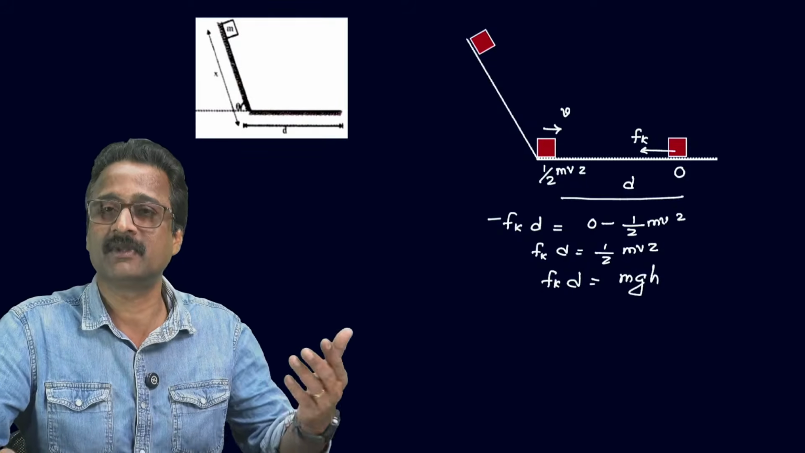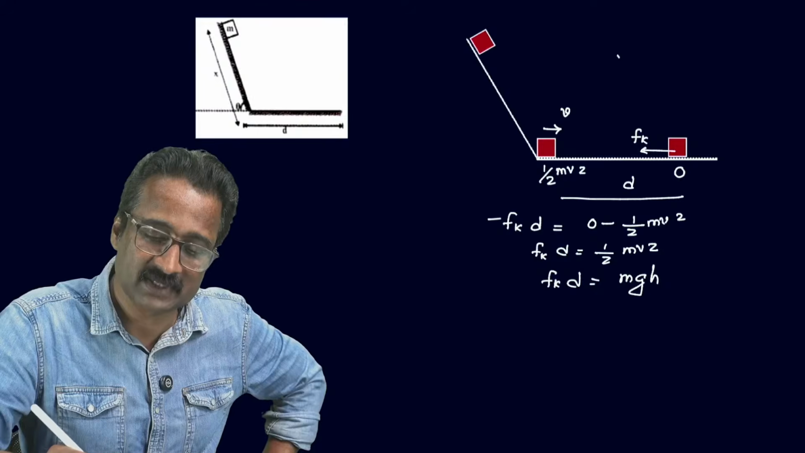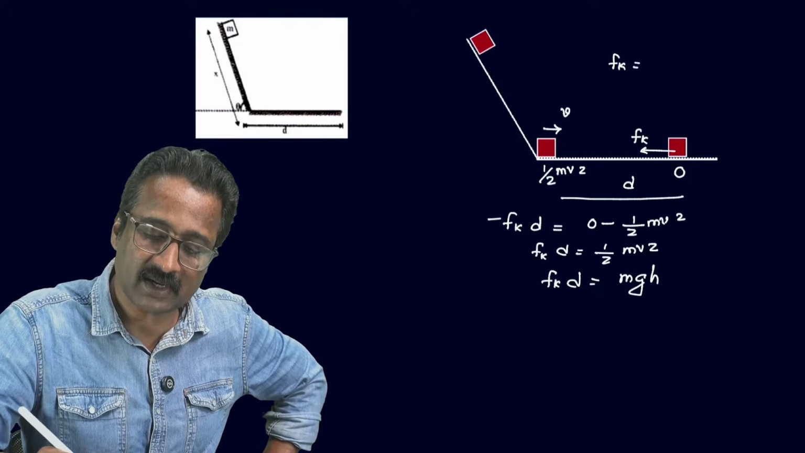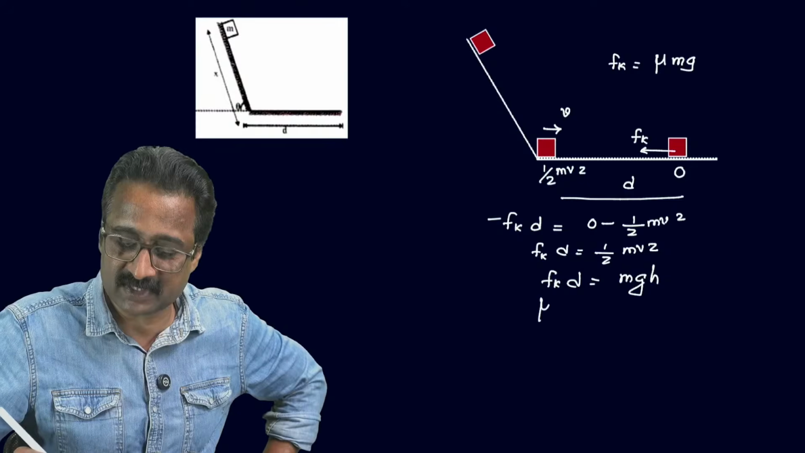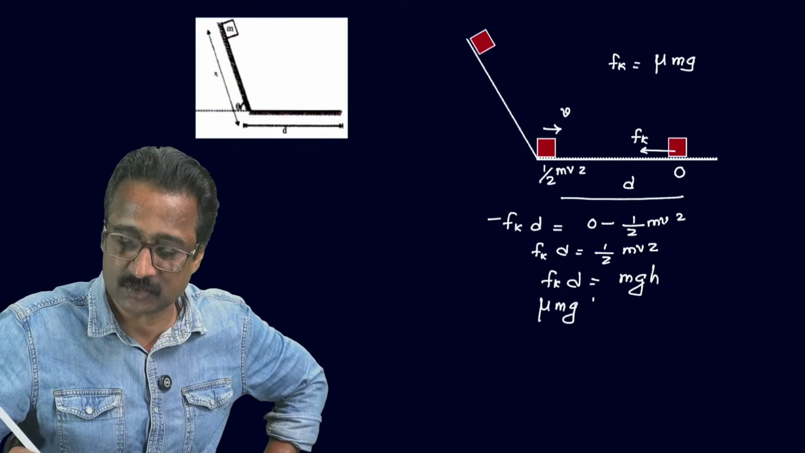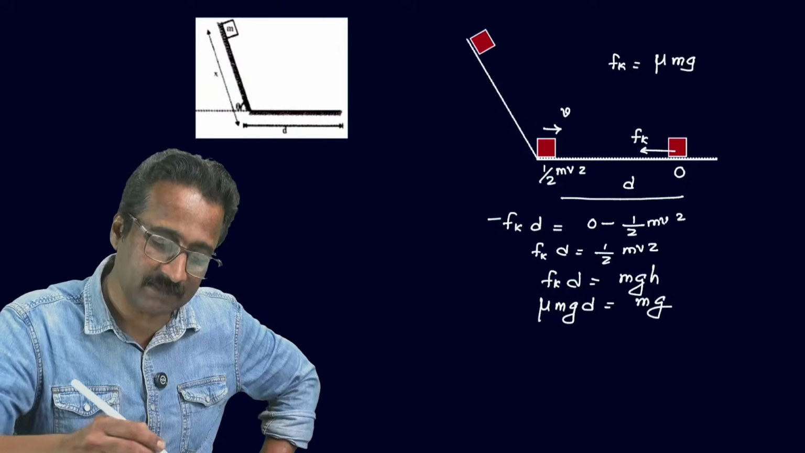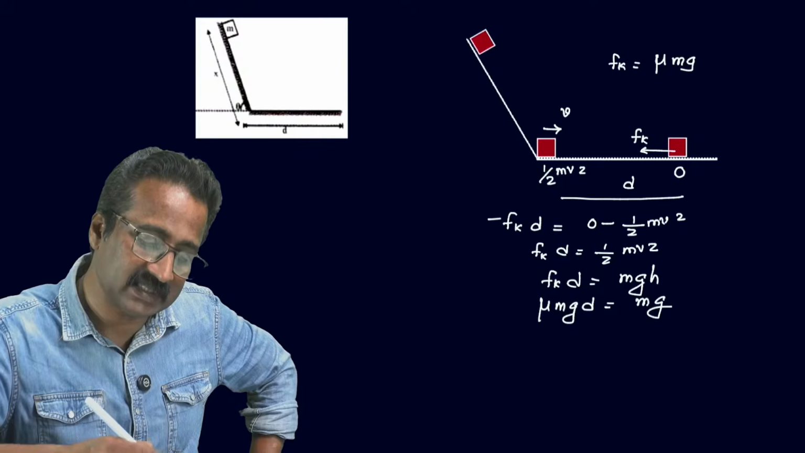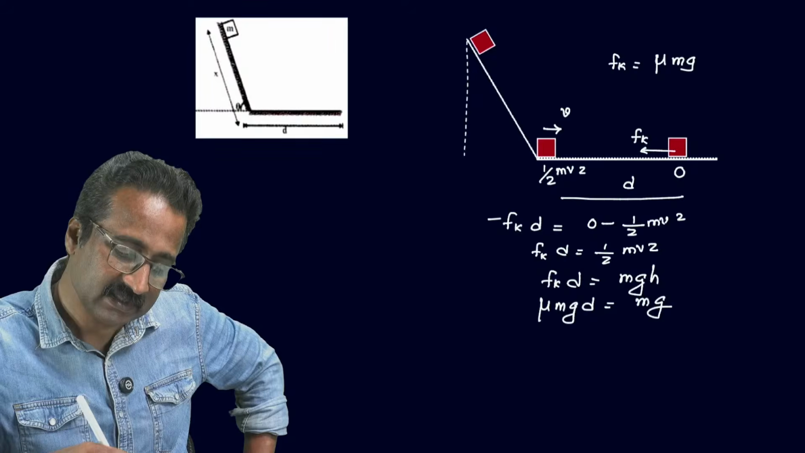Now let me come to the final steps. What is this Fk? You know that Fk is nothing but mu into R, and R is nothing but mg here because it's a horizontal surface. So Fk is written as mu mg, that into d is equal to mg into h. What is h here? Going back to the question, you'll see that h is nothing but x sine theta, because it is said that this is the h.